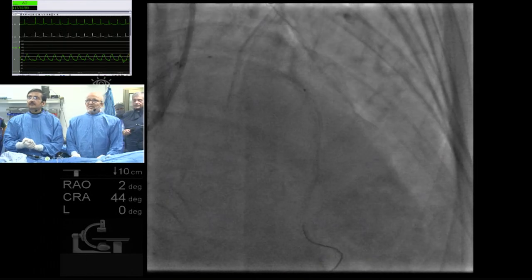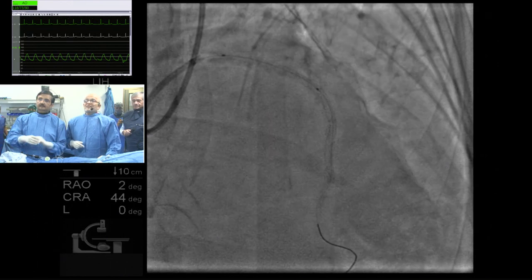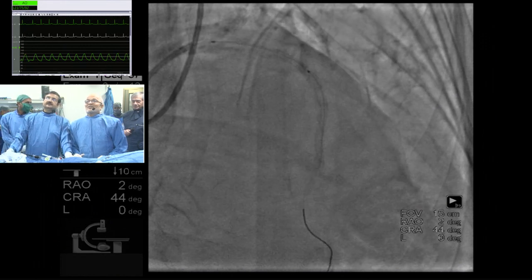Are you guys tired? Because Tak Kwan is going to show a beautiful case, the last one before lunch. We're never tired. No. Yeah. We're full of enthusiasm.